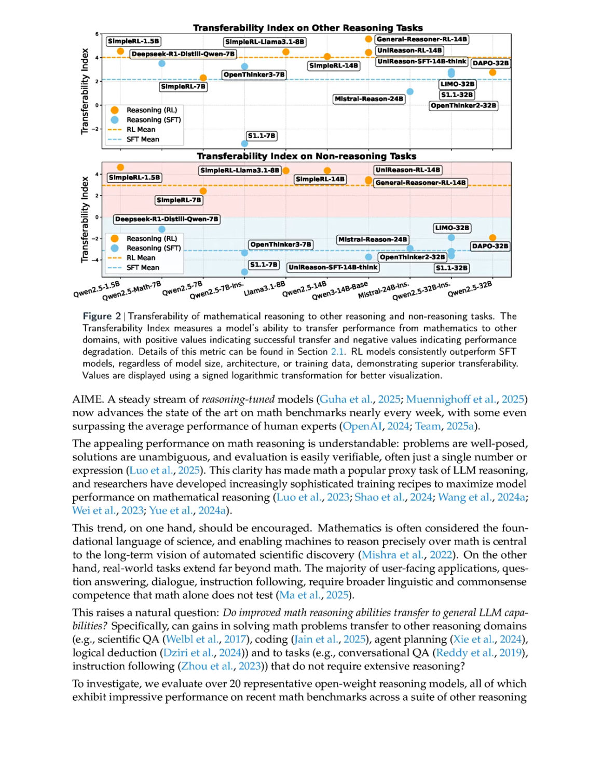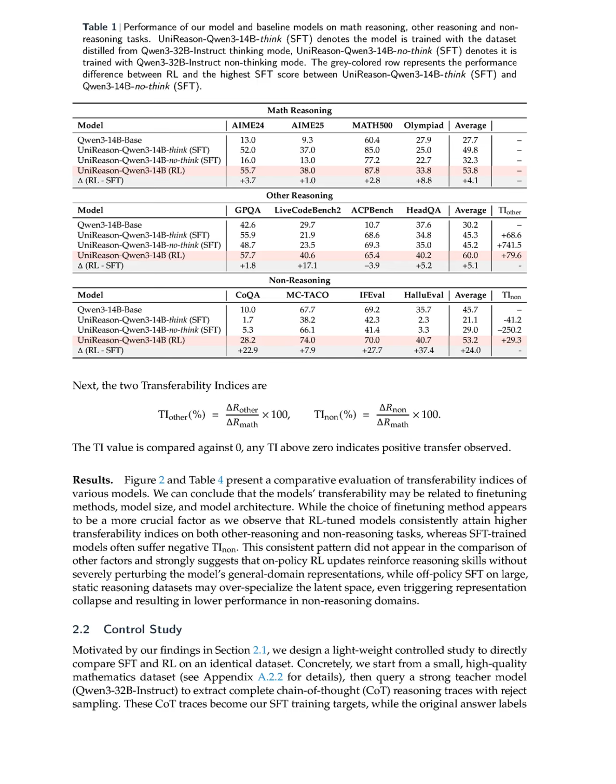The practical benefits of employing reinforcement learning, RL, over supervised fine-tuning, SFT, in enhancing the transferability of reasoning models are significant. Firstly, RL-tuned models consistently demonstrate higher transferability indices across both reasoning and non-reasoning tasks, indicating that they generalize better to diverse applications beyond math. This is attributed to RL's ability to reinforce reasoning skills without severely perturbing the model's general domain representations, while SFT often leads to catastrophic forgetting and over-specialization.